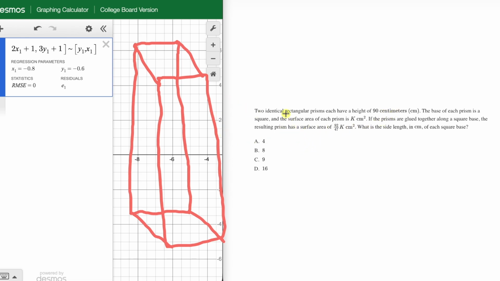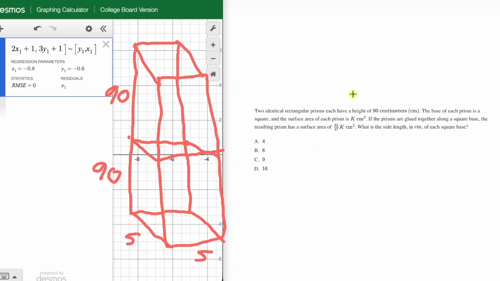Because there are two prisms glued on top of each other along the square base, I'm just going to split it right in the middle right here, and then up here is one prism and up here is the other prism. So I know that the height of each one is 90, so this is 90, and this is 90, and it says it's a square base, so that means that this side and this side are equal. So I'm just going to put s and s to show that they are the exact same size.